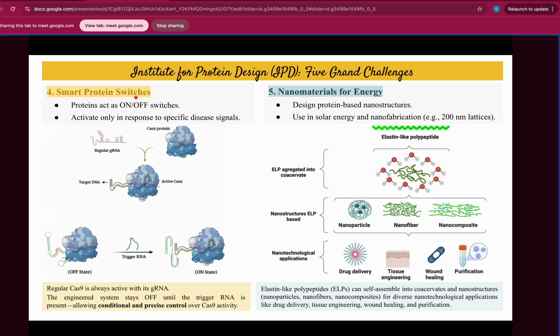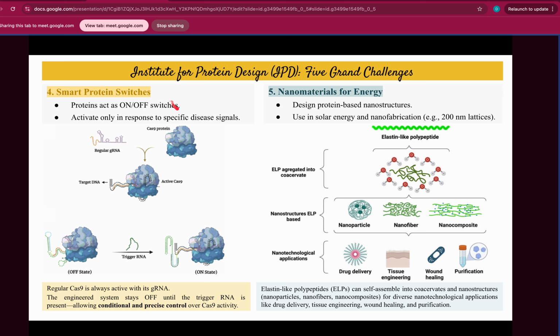Then they have also designed smart protein switches, in which they can design how the protein will act, whether it will be in its off state or on state, depending on the signals which are available at that particular point of time. The trigger RNA was converting the protein from its off state to the on state. So this is the Cas9 protein, which is generally inactive, but as soon as the trigger RNA is present, it converts to the on state. So this is known as a protein switch.